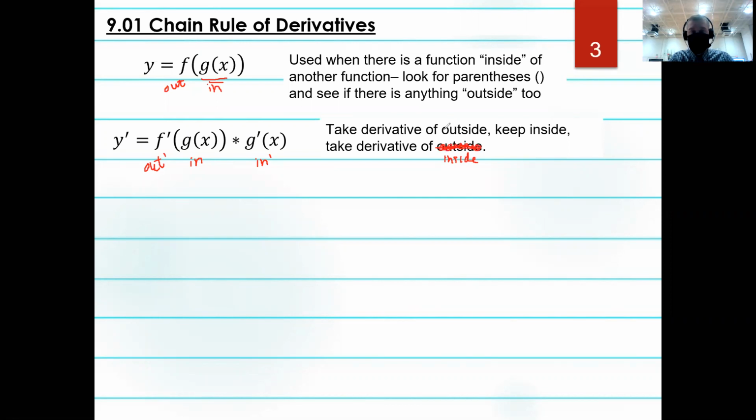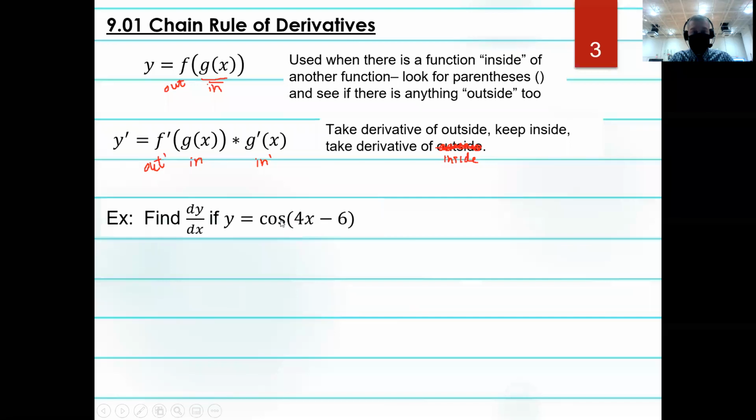So we're going to take the derivative of the outside, boom, f prime, keep the inside, there's a g of x, and then we're going to take the derivative of the inside and just make sure we multiply those things together. So let's take a look at an example. One example where this would happen is with cosine, sine, any of our trig functions.